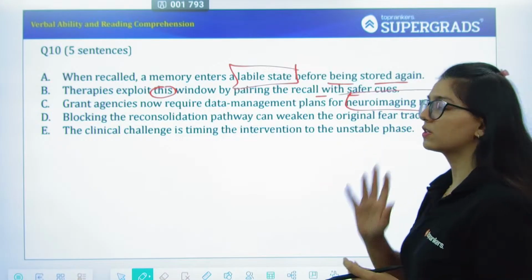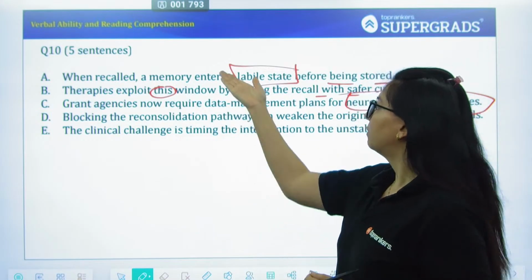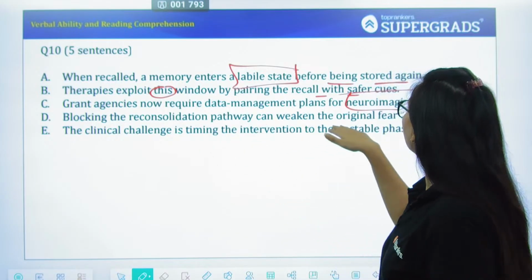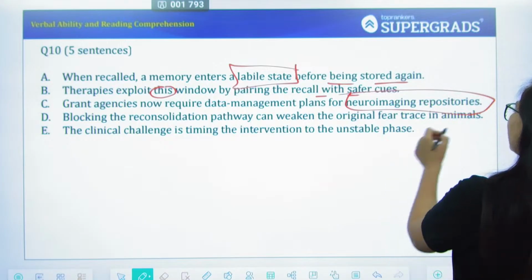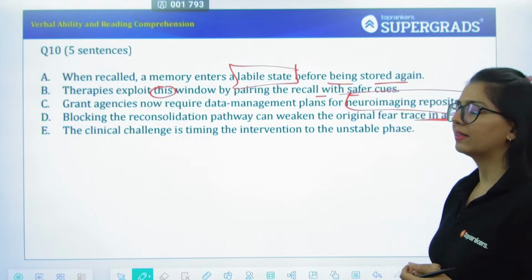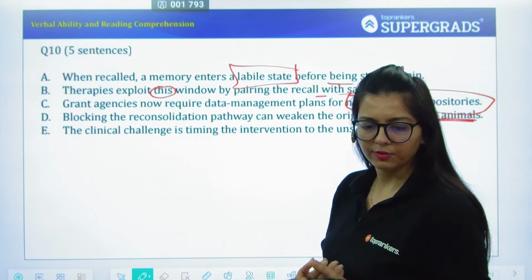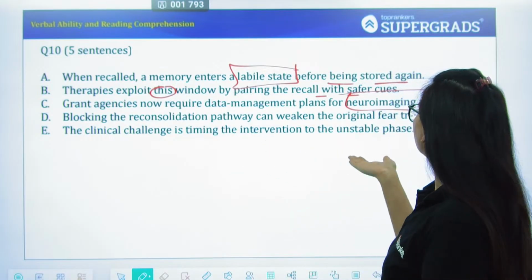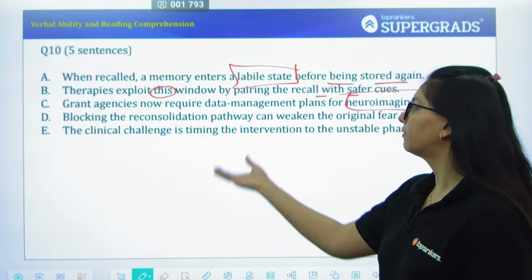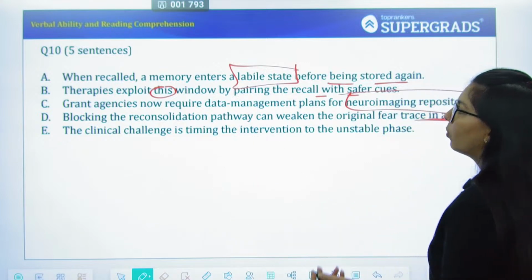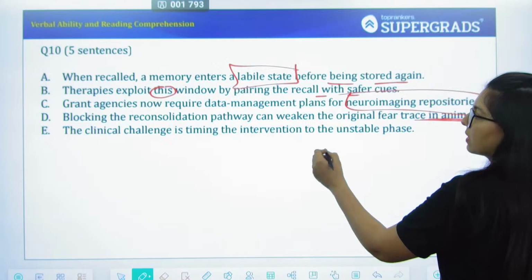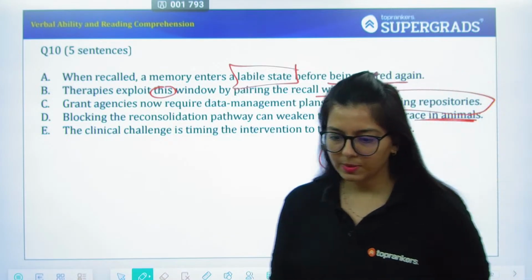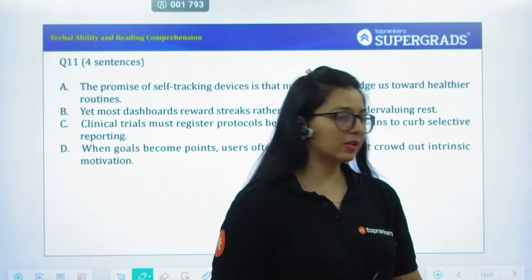Okay, the repositories are neuroimaging, which is again about the mind, which is all about the memory. Makes sense. Blocking the reconsolidation pathway can weaken the original fear trace in animals. Okay, that could be a little weird for us. And the clinical challenge is timing the intervention to the unstable phase. Well, of course, all of this, the one thing that we know is clearly going to be a misfit is going to be statement D. So once again, we do have a D. Let's get on to the next one, please.